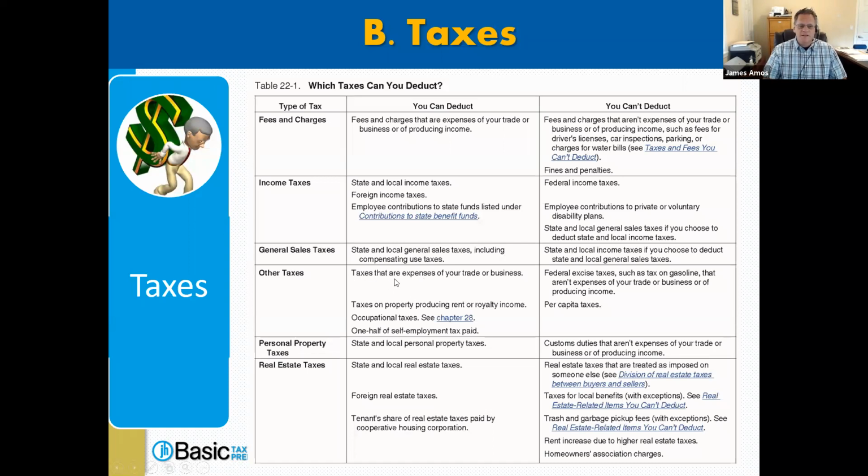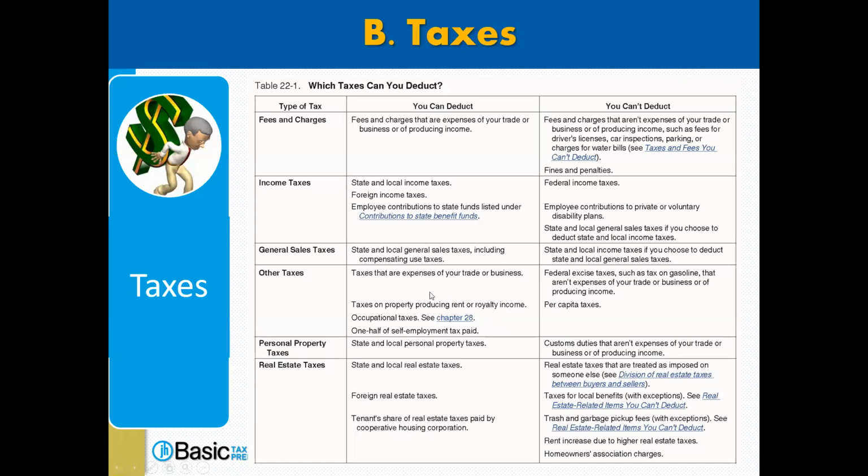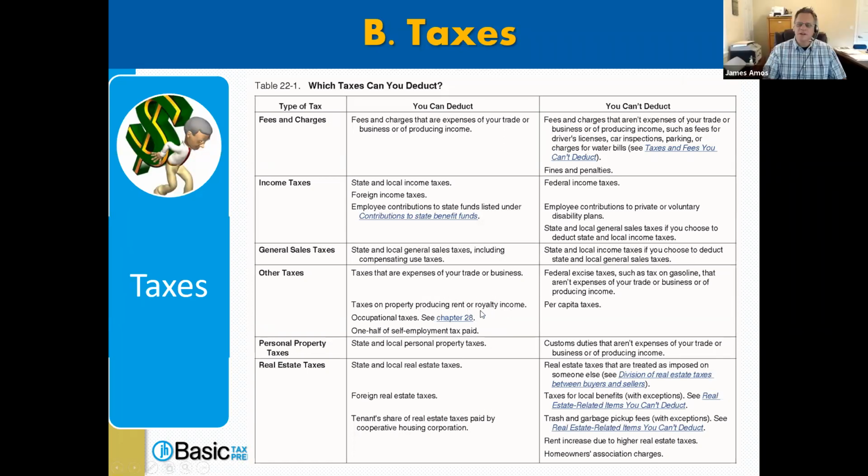Okay. Taxes that are expensed, other taxes. Taxes that are expensed to your trade or business, you can deduct that. But where are you going to deduct that? Schedule C. Taxes on property producing rent or royalty income, you can deduct that. Will you deduct that on a Schedule A? Well, just look at the name. You don't even really need to look at it. It's rental income. Where do you report rental income and expenses? Would that be Schedule A?